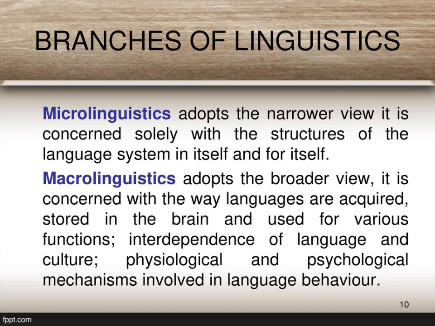Microlinguistics adopts the narrower view. It is concerned solely with the structures of the language system in itself and for itself. While macrolinguistics adopts the broader view, it is concerned with the way languages are acquired, stored in the brain, and used for various functions, the interdependence of language and culture, and the physiological and psychological mechanisms involved in language behavior.